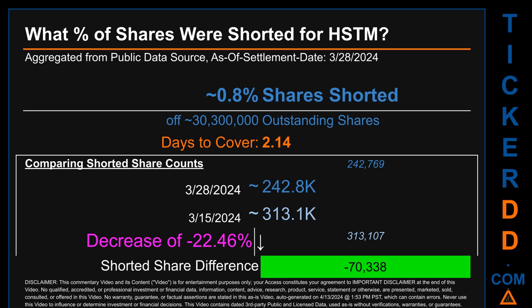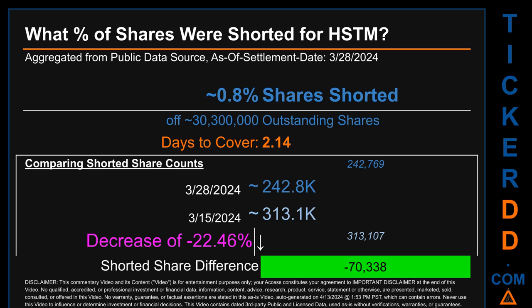What percentage of shares were shorted for HSTM for the 2-week period, ending on settlement date, March 28, 2024? About 242.8 thousand shares of HSTM were shorted out of a total of approximately 30.3 million outstanding shares. Therefore, for HSTM, based on as is, discovered, public data when this video was generated, the ticker has a short interest of roughly 0.8%, which I got by taking the number of shorted shares and dividing it by the number of outstanding shares to get the percentage value.